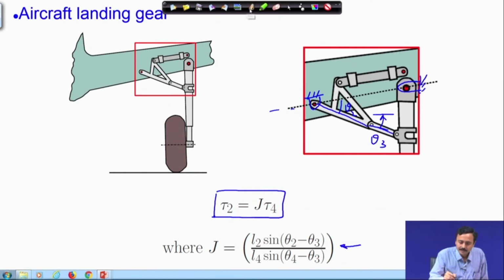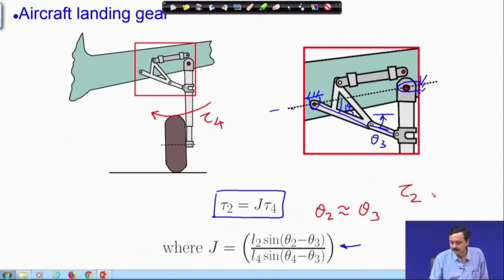Now, what happens here is, this is torque at 4. If I try to drive the wheel into the folding position, I will hardly require any torque, because here theta 2 is almost equal to theta 3. So, the numerator vanishes. So, the required torque at the input, tau 2, is very, very small. The tau 2 required to hold the wheel in the open position is very small, which can be easily done by locking this actuator. So, the mechanism takes the major load of the aircraft and the wheel will not get folded.